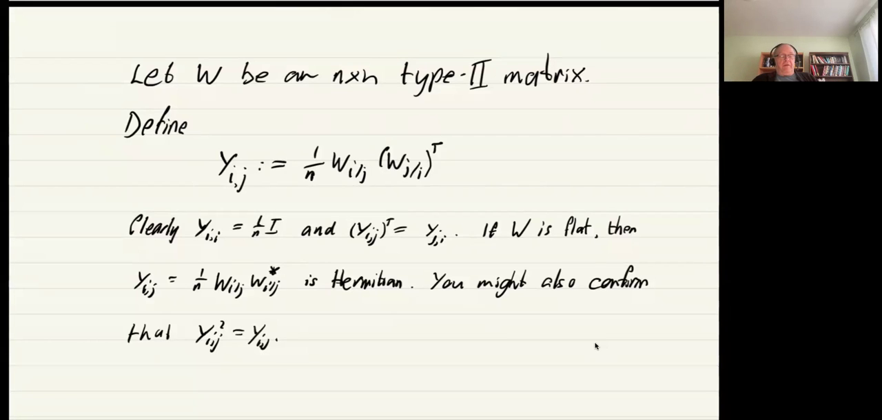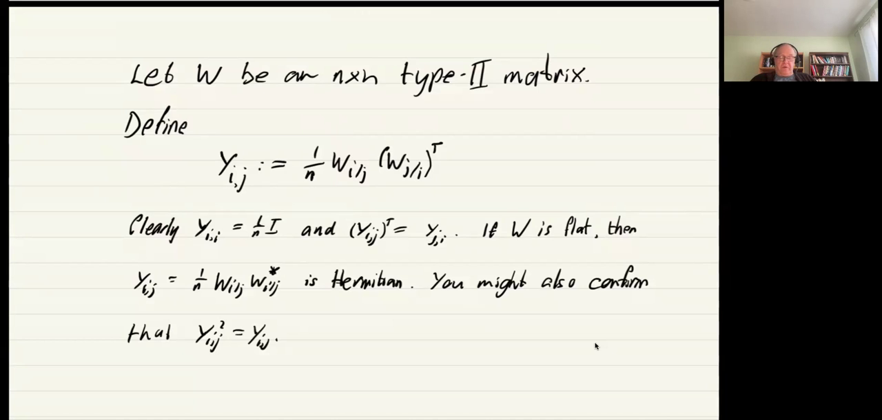So anyway, the situation is we're given a type 2 matrix W, of order N, and we're going to find matrices Y sub ij in this form. Just to remind you, this is the ratio of two columns of W, and this is the ratio of two columns of W transpose. So this is something like an outer product. It's immediate from the definition that Y sub ii is equal to the identity, and the transpose of Yij is Yji. If W is flat, then Yij is Hermitian.